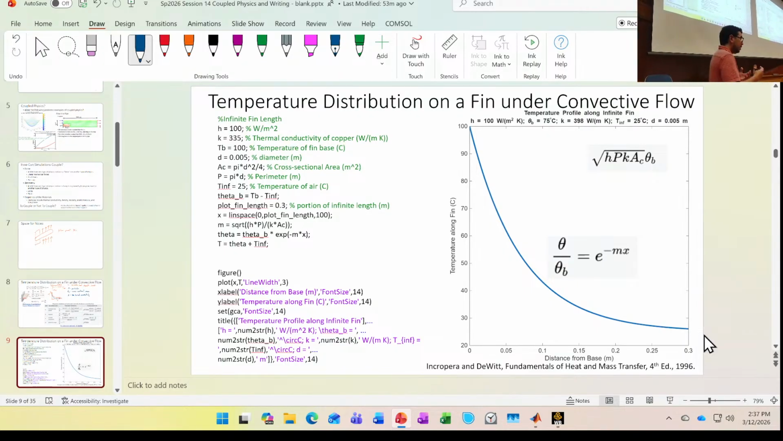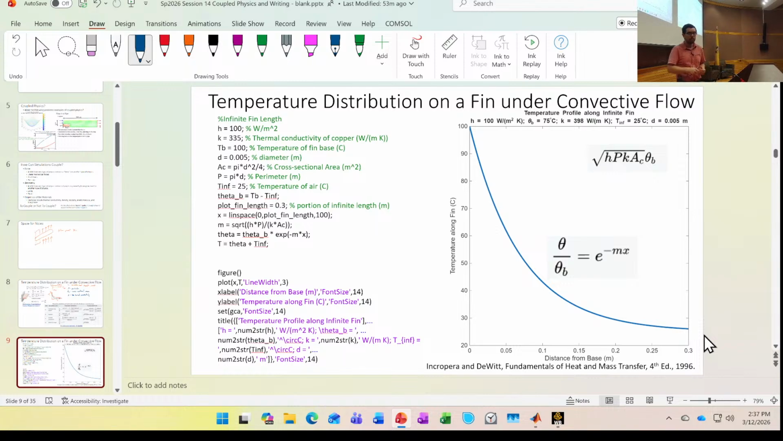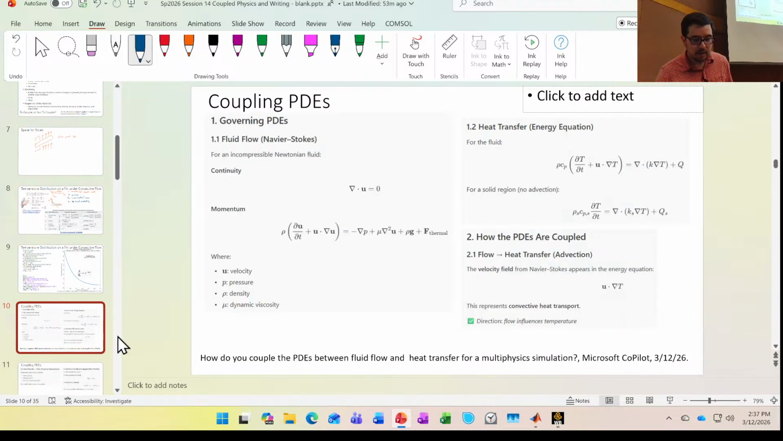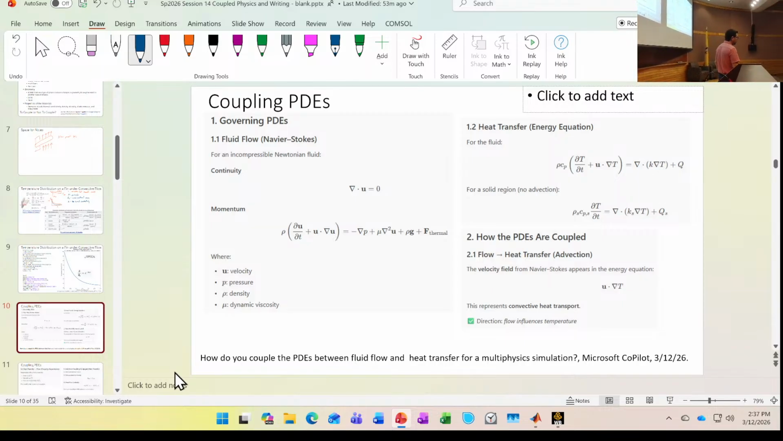This is not truly coupled in the sense of I'm not solving Navier-Stokes equations to be able to then figure out what the heat transfer coefficient would be to then figure out what the profile of heat might be. But if you want, okay, here are some of the differential equations. Just plugging this in to one of the generative AIs, okay? Simple problem. How do you couple the PDEs between fluid flow and heat transfer for a multiphysics simulation? That's all I asked it, okay?